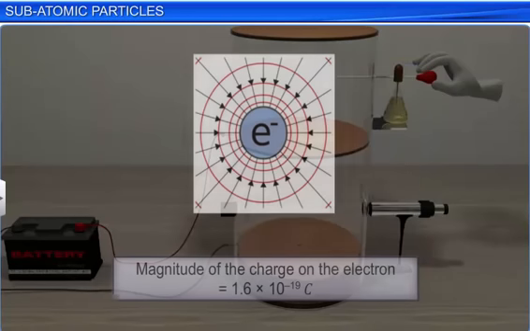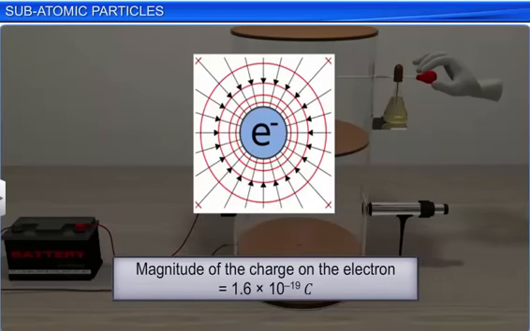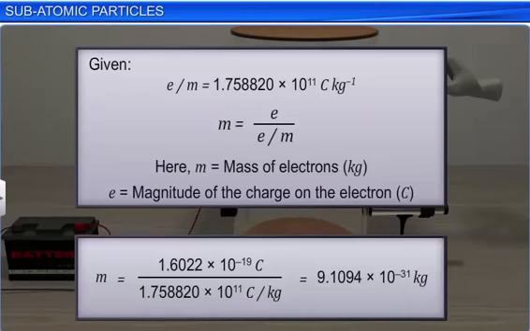Knowing the values of Q and N, Millikan calculated the charge on an electron to be 1.6 × 10^-19 coulombs. The mass of the electron, or me, was then determined by combining the results of Millikan's oil drop experiment and Thomson's value of e/m ratio, and was found to be 9.1094 × 10^-31 kgs.